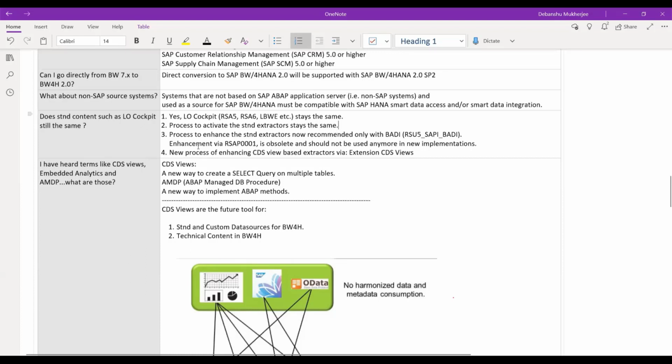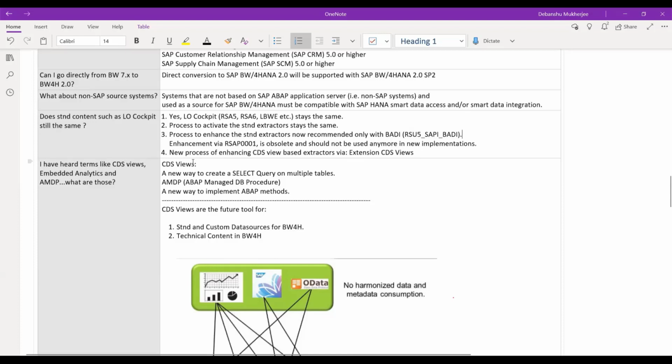The process to activate the standard extractors stays the same, no change there. The process to enhance the standard extractors has changed. What is the change? Previously, we used to go to RSAP0001 and then there are certain exits, and then we enhance them in CMOD code. Now, instead of that CMOD code, you have to enhance your standard extractors with a BAdI, which is RSU5_SAP_BADI. Use this BAdI, create an enhancement spot of this BAdI, and then do your enhancement for the standard extractors. So that process has changed. Enhancement via RSAP0001 is obsolete and should not be used.